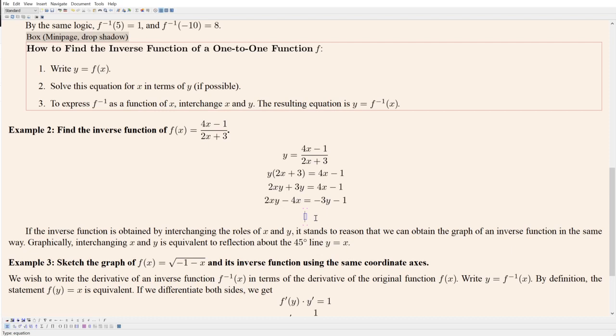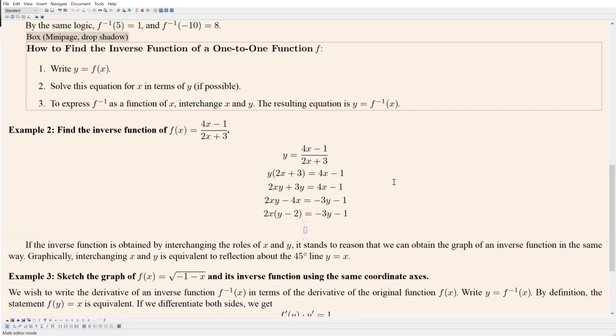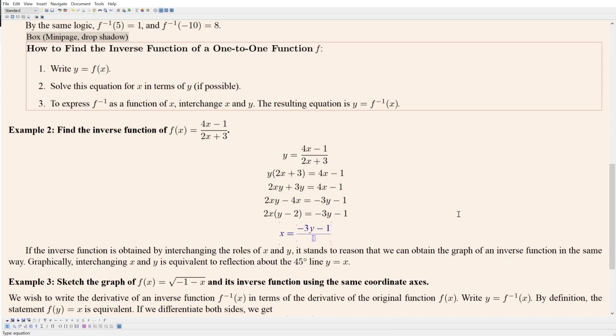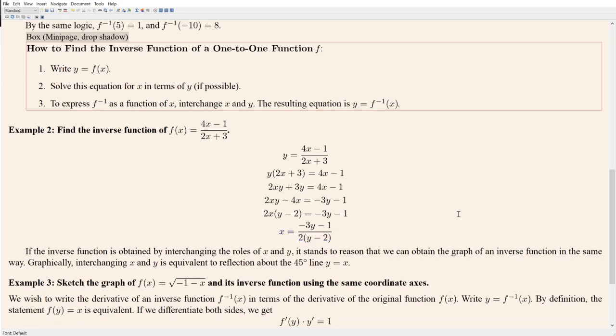Now, I can factor out the x on the left. In fact, I can factor out a 2x to get y minus 2 left over. And then finally, to get x by itself, I can divide by 2 and divide by y minus 2, like so.